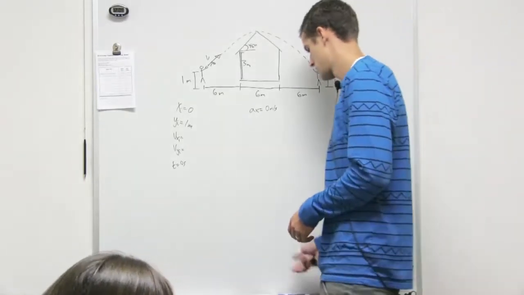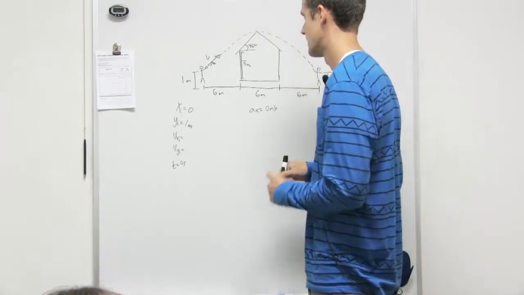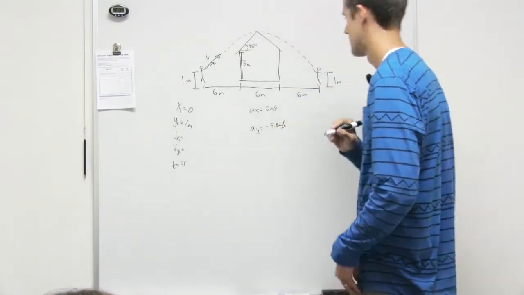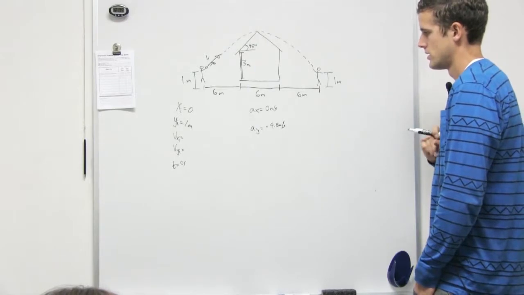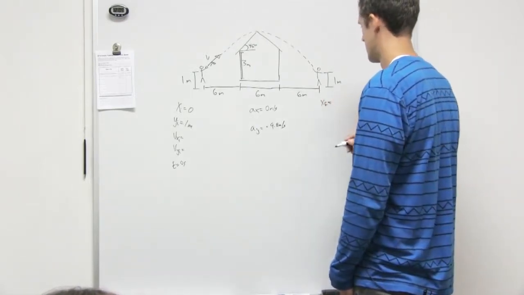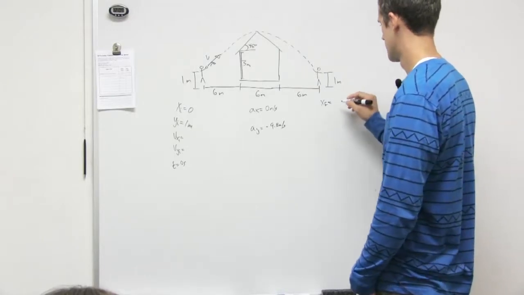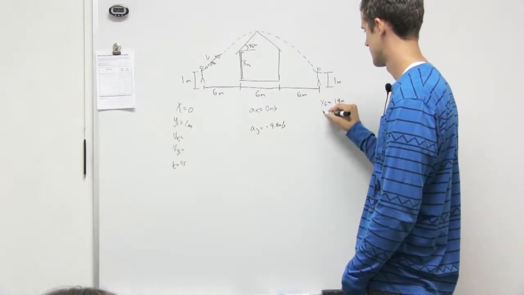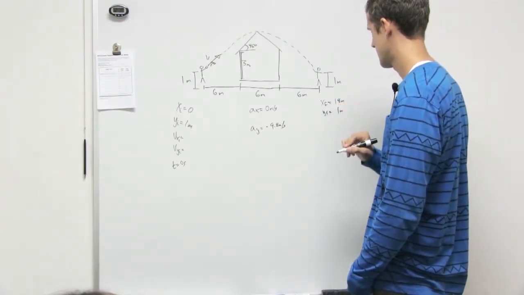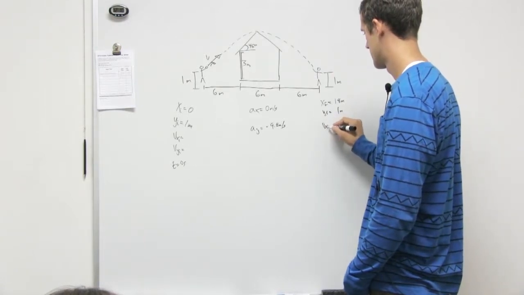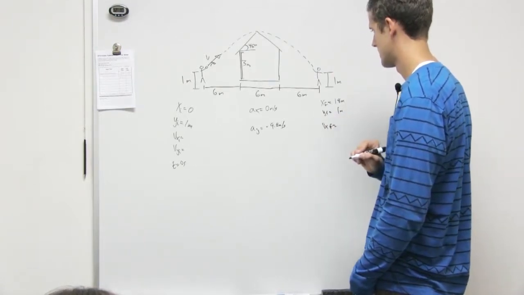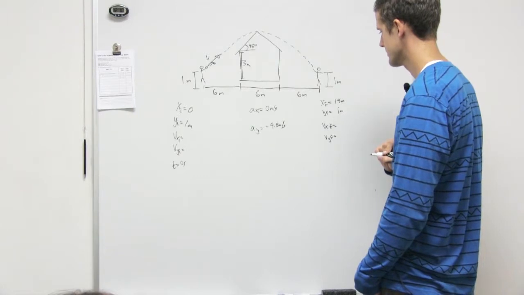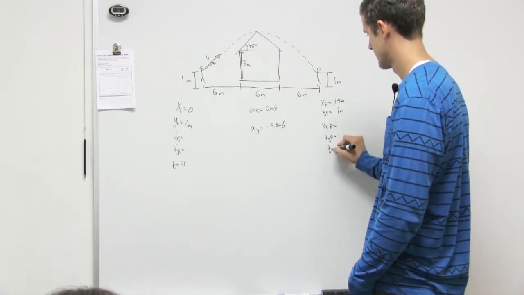Okay, so acceleration in x is zero. Yep. Y is negative 9.8 meters per second squared. Okay, and x final is 18. Okay. And y final is 1 again, right? Yep. Then velocity of x final, velocity of y final, I'll get rid of those still. And time, we still don't know.